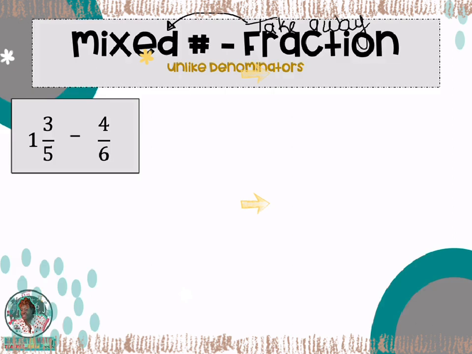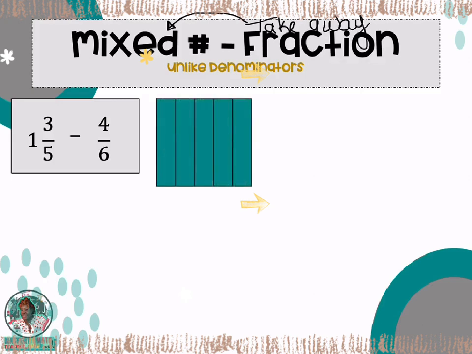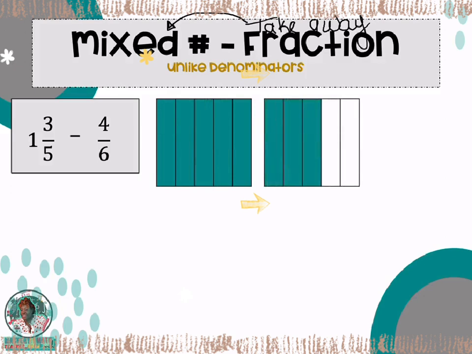The way we do that is we are going to represent our mixed number as a bar model. And remember, you can use so many strategies to change from a mixed number to an improper fraction. But I want to break this down to you so that you can see what it is that we are doing essentially. You want to represent your whole first, and then you want to represent your fraction.